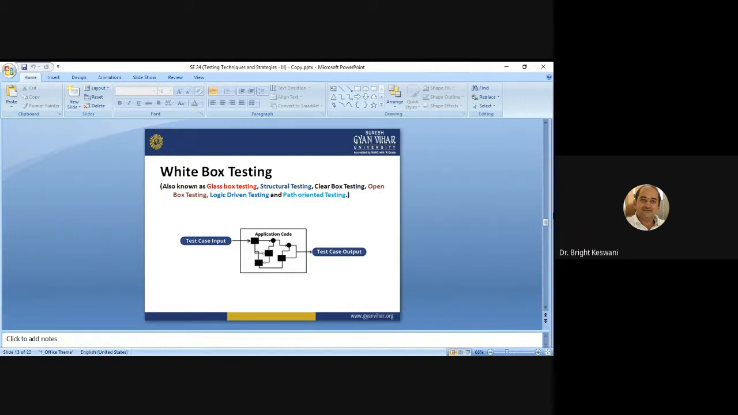It is beneficial when we have some side effects, so it prevents the side effects. It provides optimization. It provides a quality product. It provides a successful implementation of the system. So these are the advantages of white box testing, you can say.